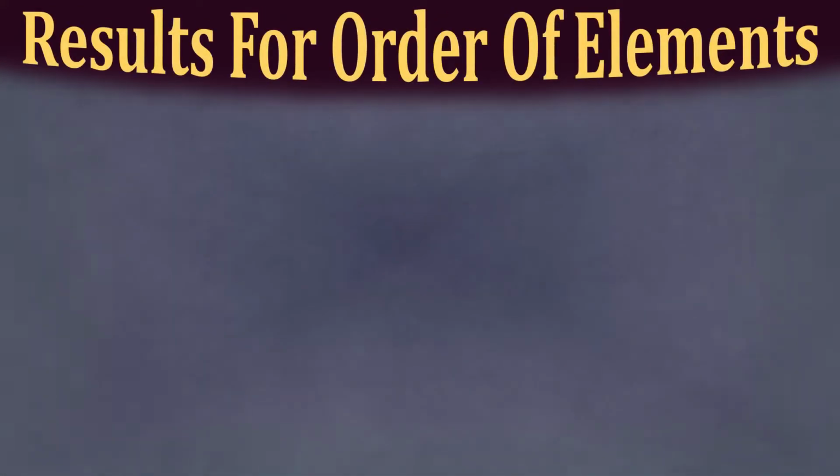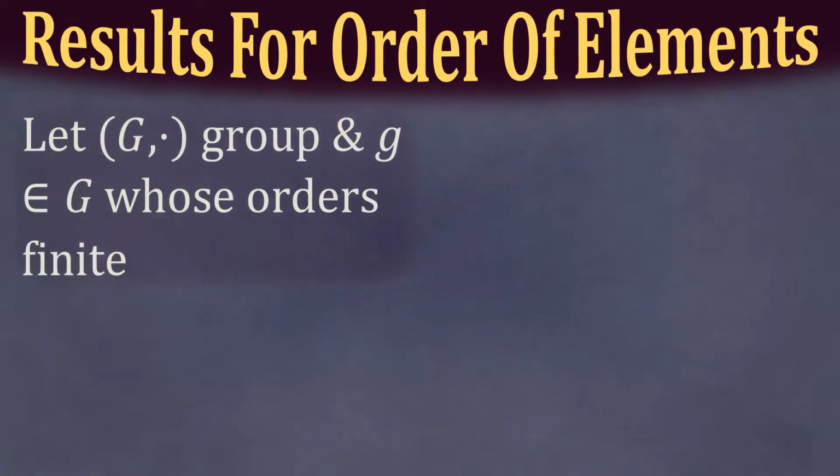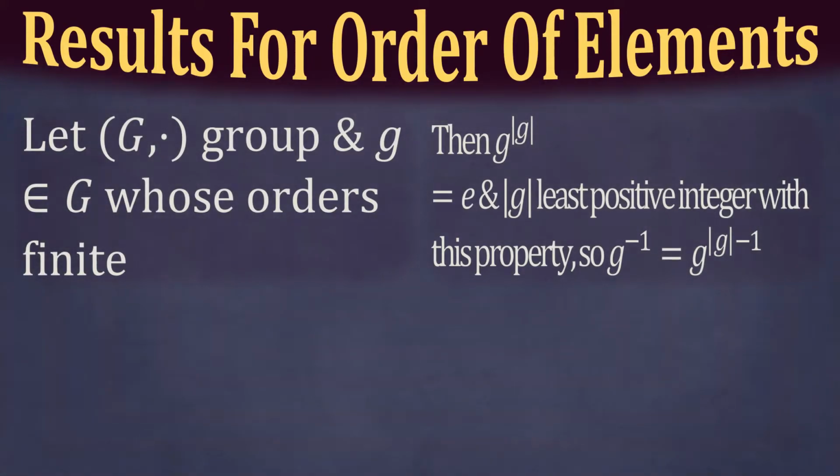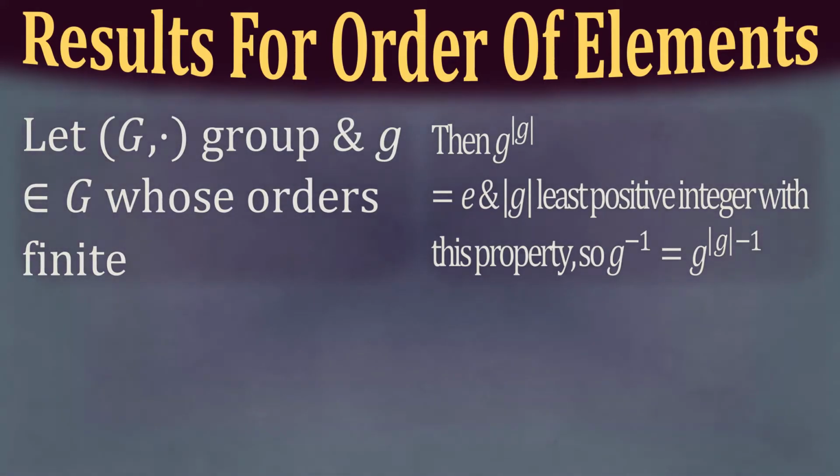Now, let's discuss some results for the order of an element. Let (G, ·) be a group and let g be in G whose order is finite. Then g to the order of g is equal to the identity element, and the order of g is the least positive integer with this property. So the inverse of g is equal to g to the power of the order of g minus 1.